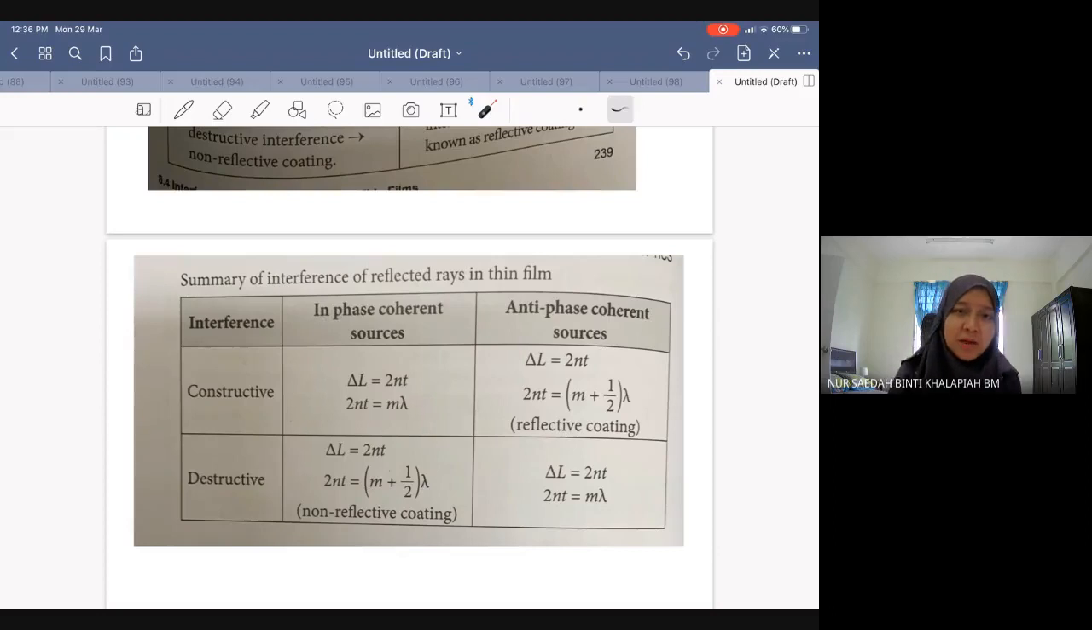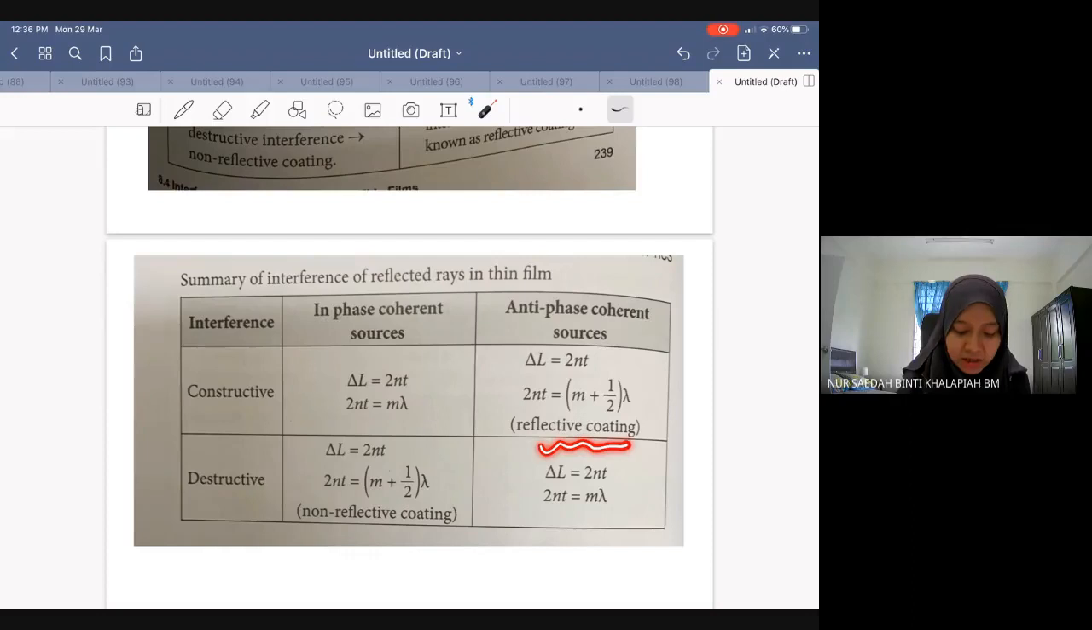Macam tu juga kita tinted cermin dekat kereta, so that kita tak rasa panas sangat dalam kereta tu. Okay, dia ada light datang and dia reflect semula keluar, sedikit sahaja light yang akan masuk ke dalam, sedikit sahaja haba cahaya yang akan masuk ke dalam kereta. Okay, so coating tu lapisan kan, kita ada reflective coating dan non-reflective coating.